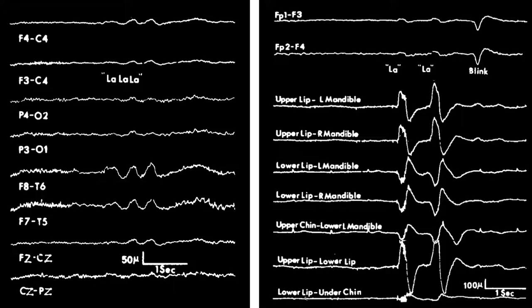This frame shows the impact of repeating la la la on the usual 10-20 derivation. PG, as I just mentioned, is the quietest electrode in most instances, as you can see in this frame. On the second panel on your right, you can see the impact of la la la using many different electrodes placed in combination around the mouth.